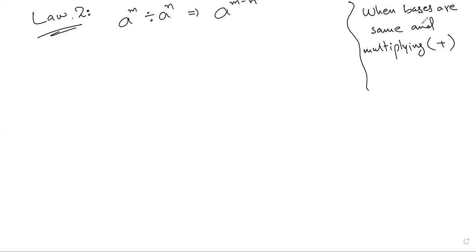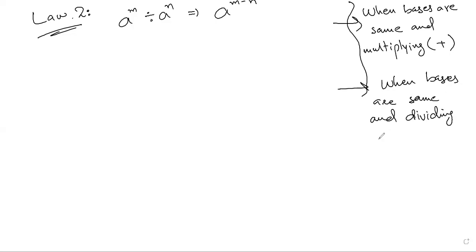जब आपके पास bases same और multiply हो रही है, तो आपने क्या करना है? Powers को add कर देना है. Base को एक base को same रखना है और power को add कर देना है. Second point आपके पास क्या है? When bases are same and dividing, and there is going to be division, then subtract.